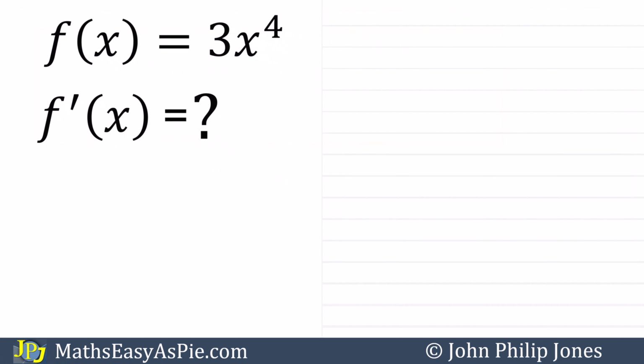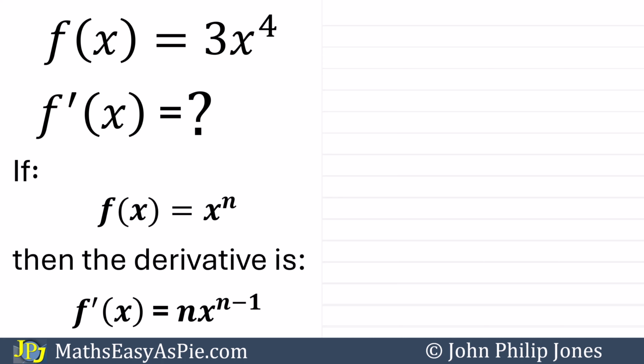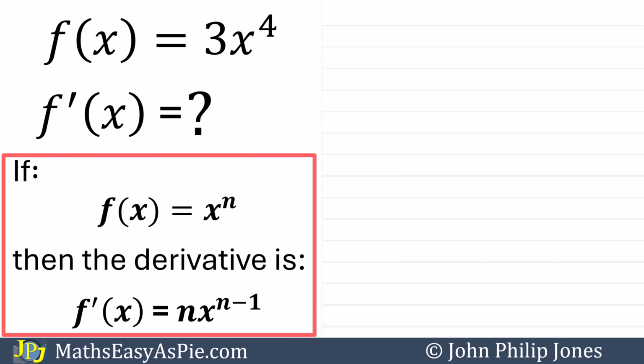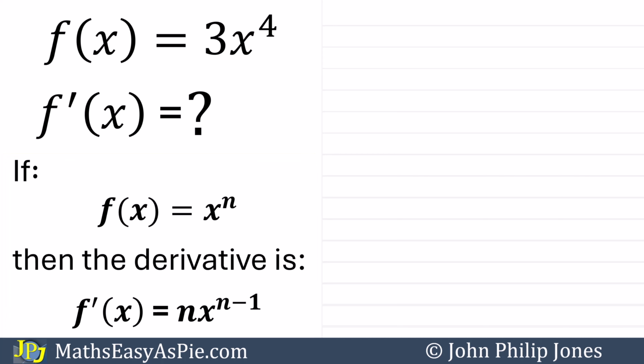Moving on to the next slide, you can see coming into view the rule that I'm going to use to enable us to answer the question posed for this video. So we have f of x equals 3x to the power 4. So f prime of x, well, we bring down the power 4 and multiply the 3x, and then we subtract 1 from the power.